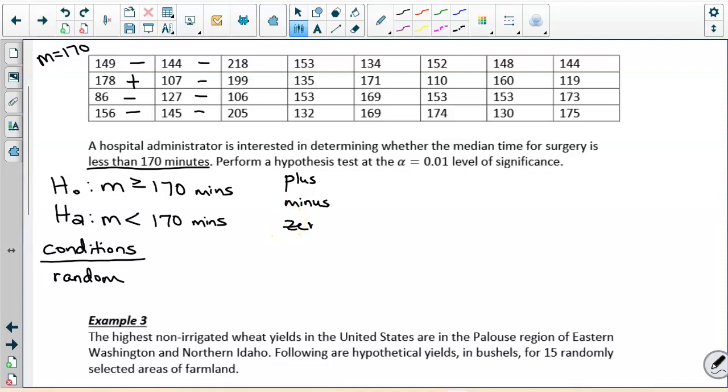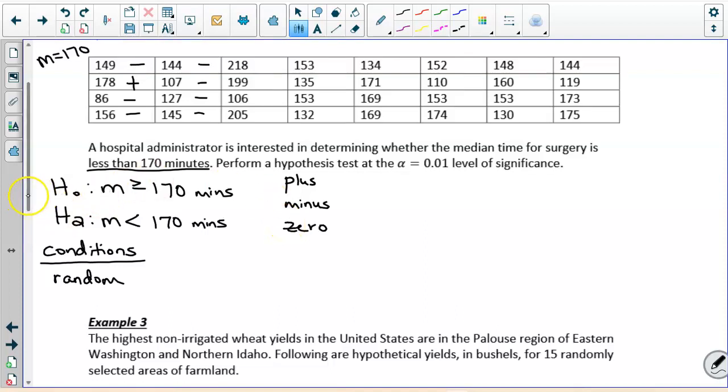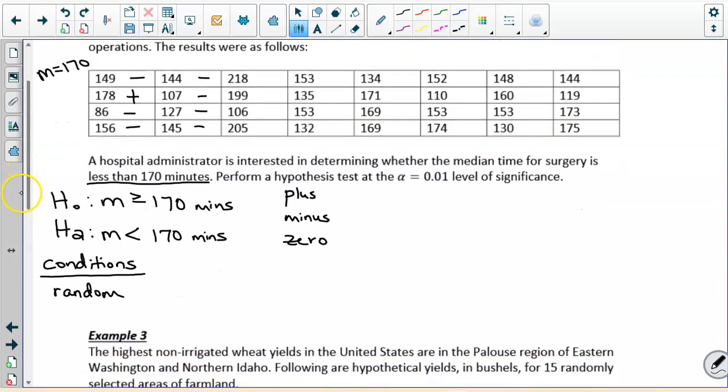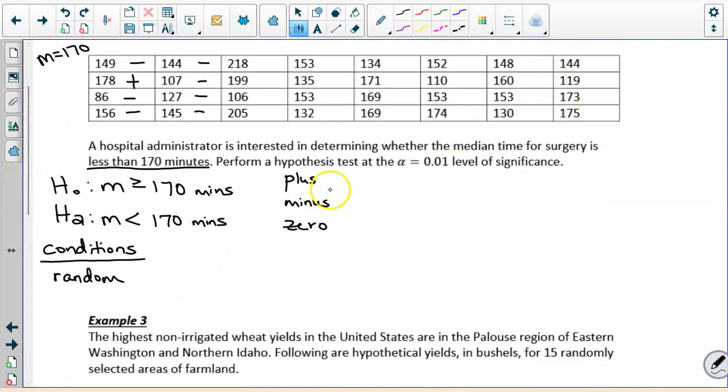So once you do that, you're going to write plus, minus, 0. Okay? And how many data values do I have? 32, right? So I need these numbers to add up to 32. So how many pluses did y'all get? 8. How many minuses? 24. And how many zeros? I got 0, which makes sense since 8 plus 24 is 32.